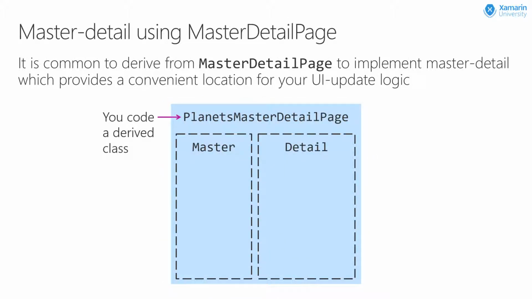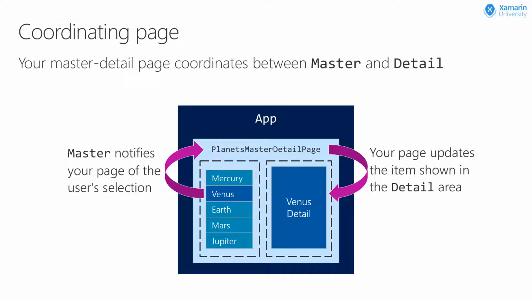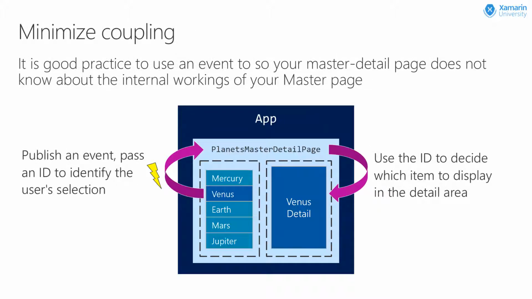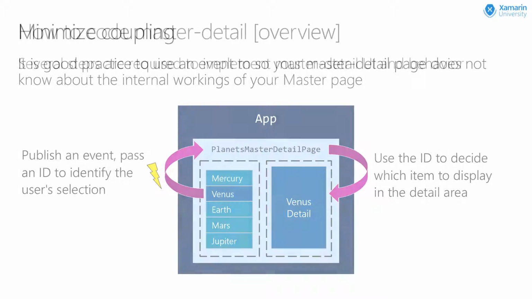Now we'll implement our master detail UI by creating, you guessed it, a master detail page derived class. It's the master detail page's responsibility to coordinate between the master and detail pages. And similar to drawer navigation, we'll expose an event on the master page, and that gets raised when the user makes a selection on the list. And we recommend that the event just pass back the index of the selected item, which the master detail page can then use to update the detail page or the detail content.